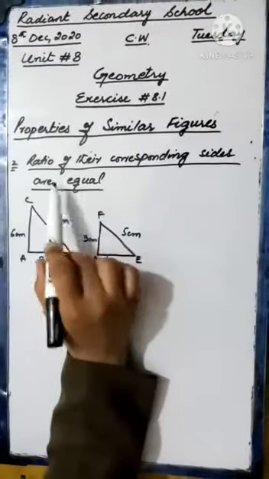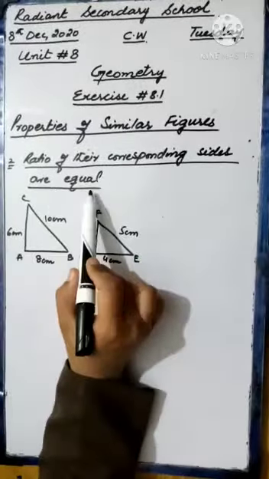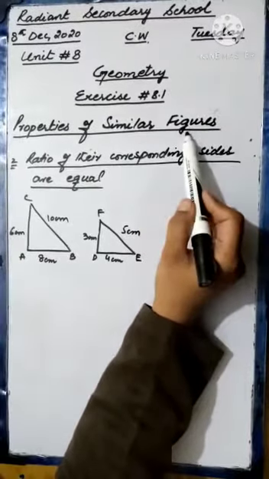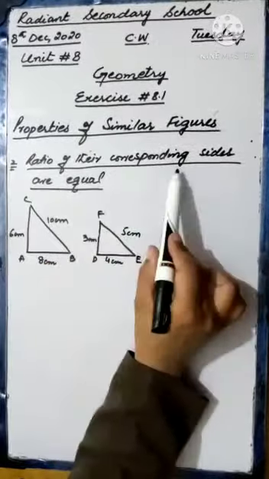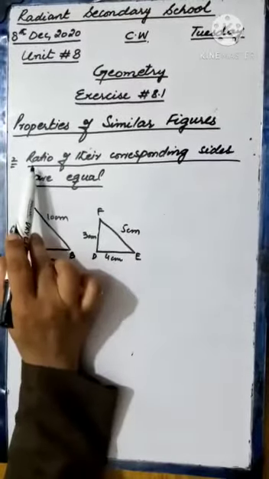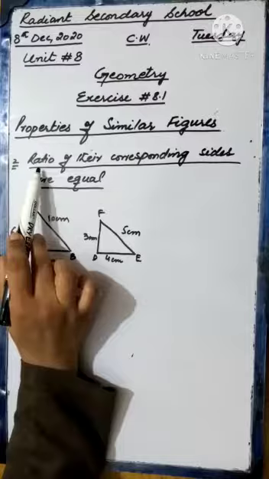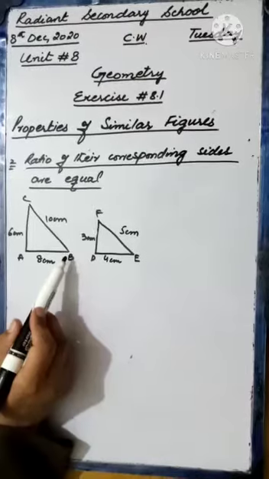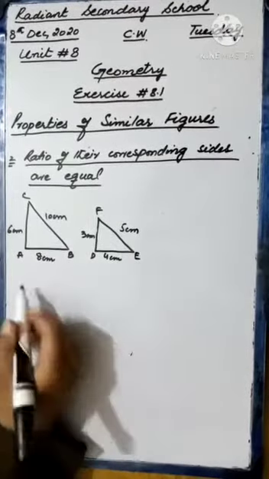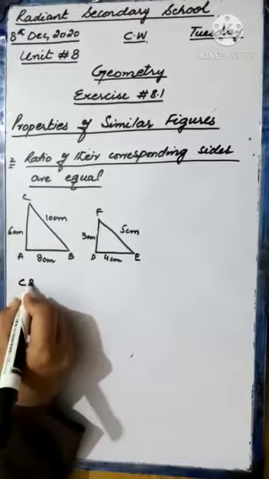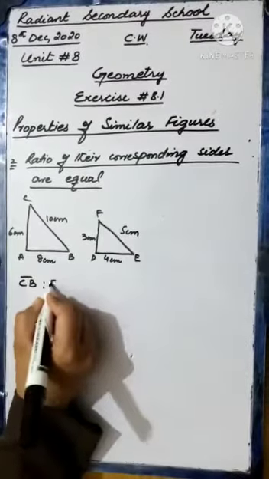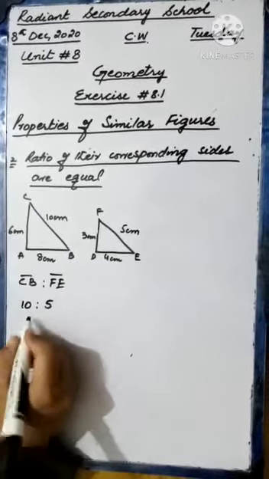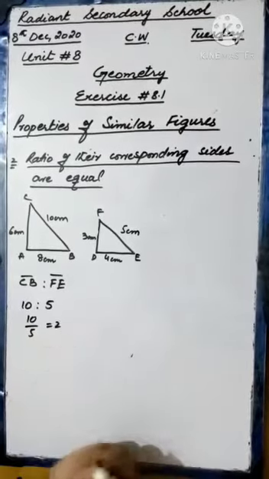Now property number 2 is, if the ratio of their corresponding sides are equal, then we can say that the figures are similar. Or if similar figures are there, we can say that the ratio of their corresponding sides are equal. Students, you know what a ratio is? Ratio is the comparison, and we are going to compare the corresponding sides. Like if I take this side BC, its corresponding side will be FE. So first we will check the ratio CB to FE. It is 10:5, and we can write it like 10/5. It is equal to 2.